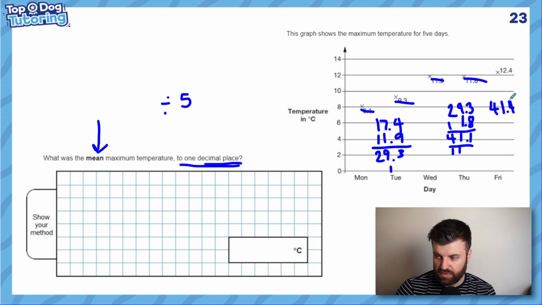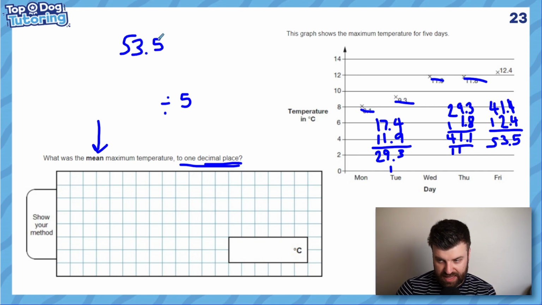41.1 plus 12.4 is going to give us 5 in the tenths, decimal, 3, and 5. So we have 53.5. Now we need to divide that by 5 itself. So let's see how we can do that here. How can we take 53.5 and divide it by 5? We just use our usual bus stop method.